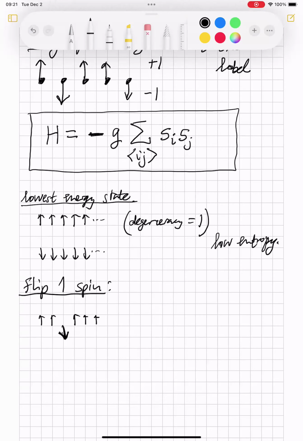If we want to flip one spin, how many states are there? Well, you could pick which spin you want to flip. So there are n states because you can flip any one of n spins. Okay, so I'm going to always use n to be equal to the total number of spins.